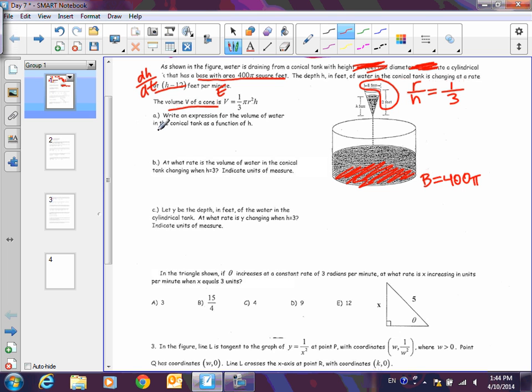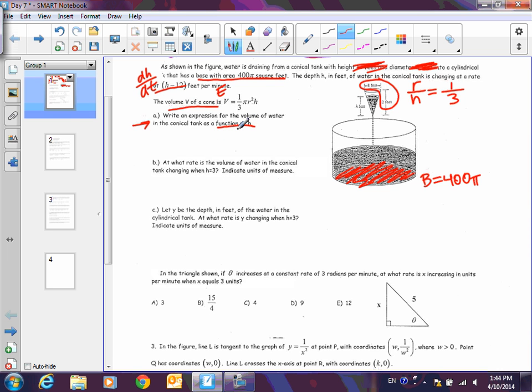All right, but they're trying to help you out here by telling you to write an expression of the volume as a function of h. When they say as a function of h, it means there's not going to be an r left in the thing. Sometimes you want this as a function of h, sometimes you want it as a function of r.